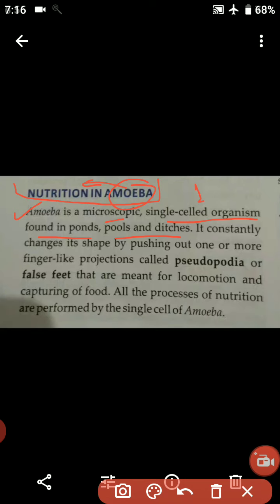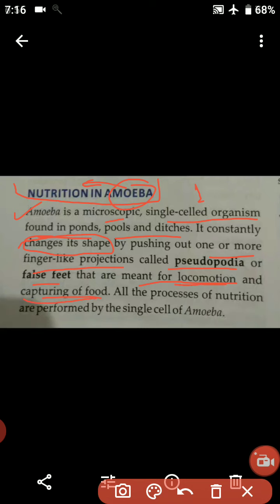It constantly changes its shape by pushing out one or more finger-like projections called pseudopodia or false feet, that are meant for locomotion and capturing of food. So students, yes, amoeba can change its shape. Why does amoeba change its shape? It will change its shape in order to capture food or for locomotion.